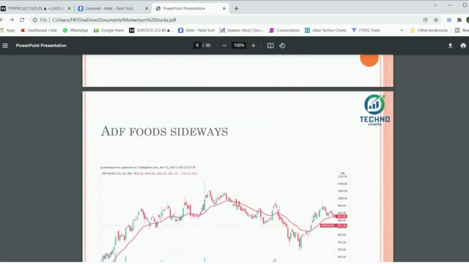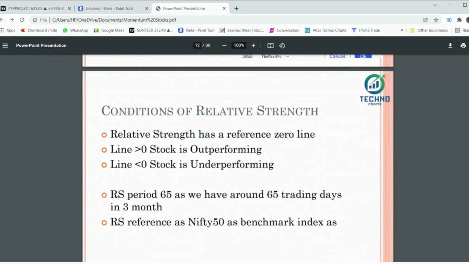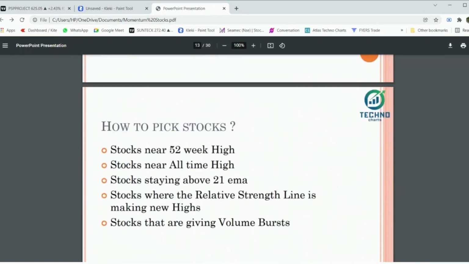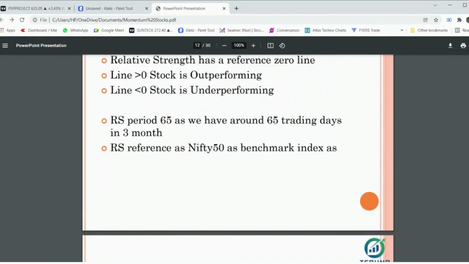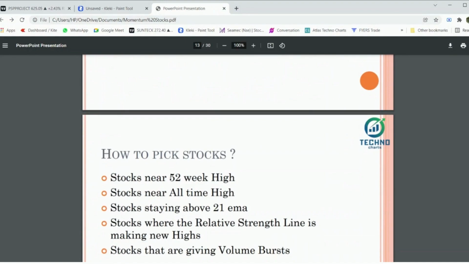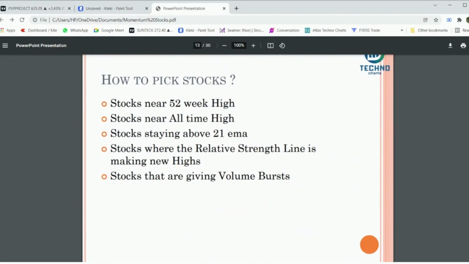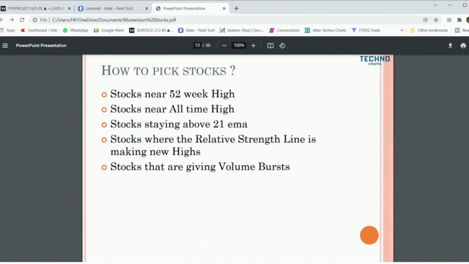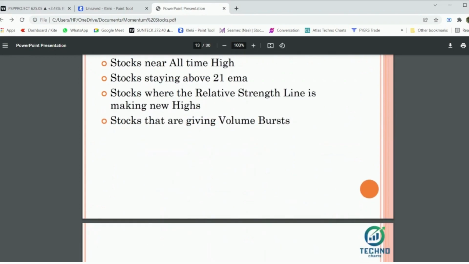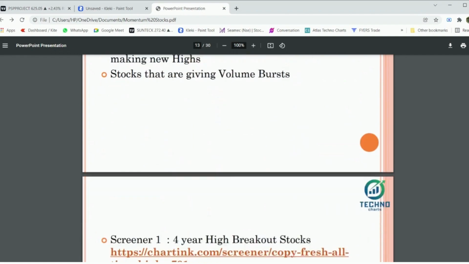Okay, now let us go through the stock selection criteria and what the proper analysis should be before buying a stock. We are going to pick stocks that are near the 52-week high, stocks that are near the all-time high, stocks that are staying above the 21 EMA, stocks with a high relative strength line where the relative strength line is moving upwards, and stocks that are giving a volume burst while breaking out, so that we know the bigger players are entering those stocks whenever the stock is breaking out with high volumes.